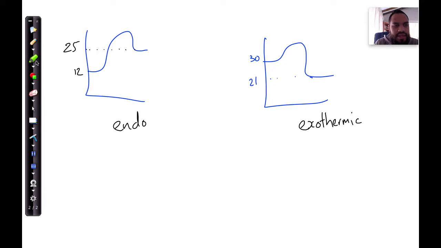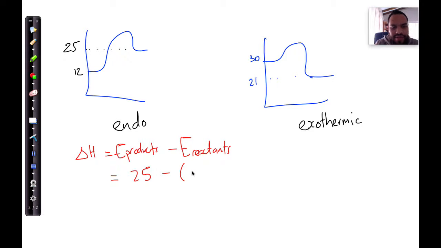Realistically, if I ask you to calculate delta H, you'll tell me in a physical science examination, delta H is equal to the energy of the products, because you get a mark for the formula, minus the energy of the reactants. Then you put in the values. The energy of the products is 25, minus is part of the formula, and on this side we have 12. That gives me an answer of 13, which is 13 joules. Because delta H was positive, I can conclude that the reaction is endothermic.